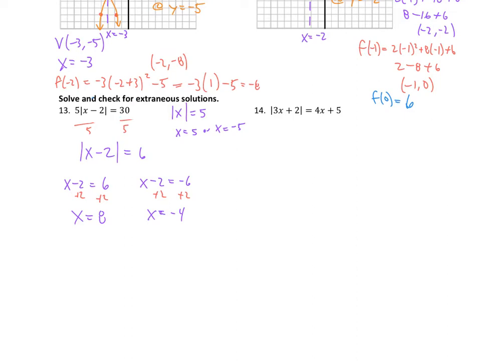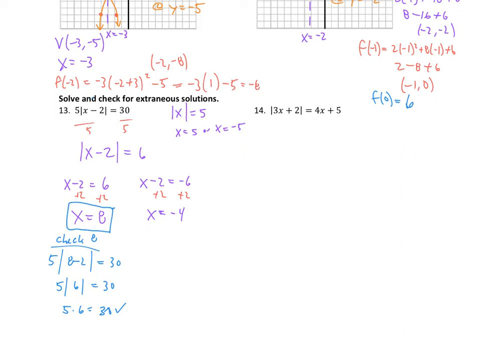So checking 8. So 5 times the absolute value of 8 minus 2 equals 30. So that'd be 5 times the absolute value of 6, which is 30. And that should be 5 times 6, which is 30. So 8 works.